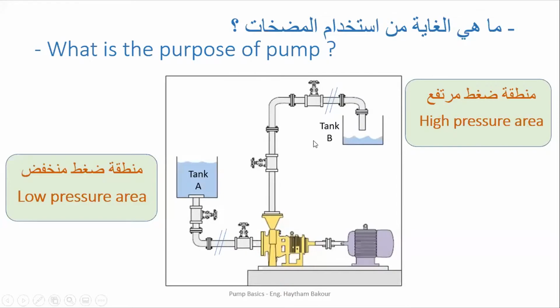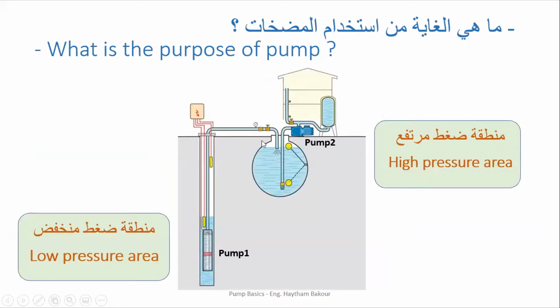So from a low pressure area to a higher pressure area. For example, we are pumping the water from tank A within a population of low pressure area to another tank B to serve the population there. The other example is that we are pumping the water from a well into a ground level tank to serve the population through using pump 1.